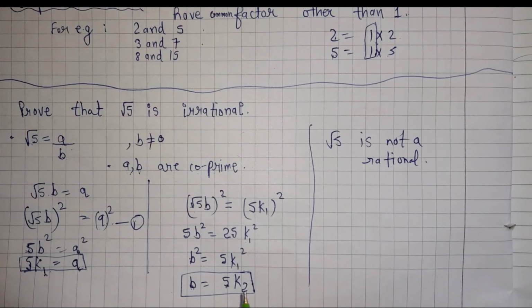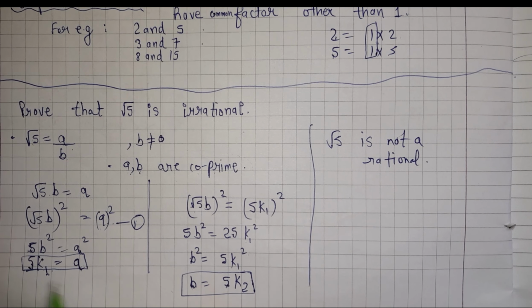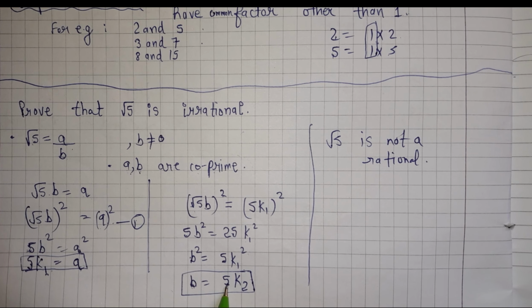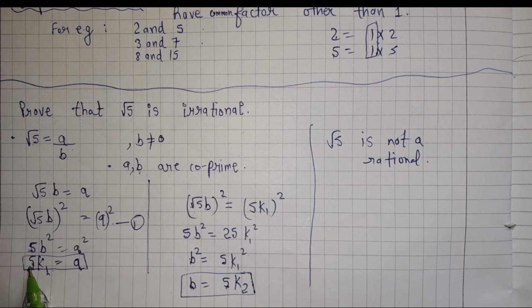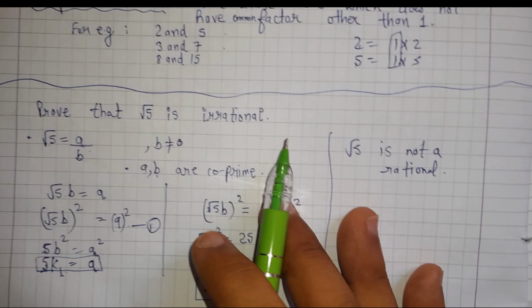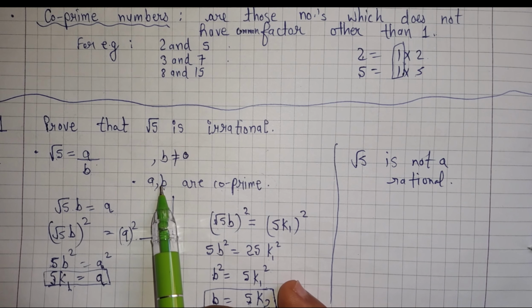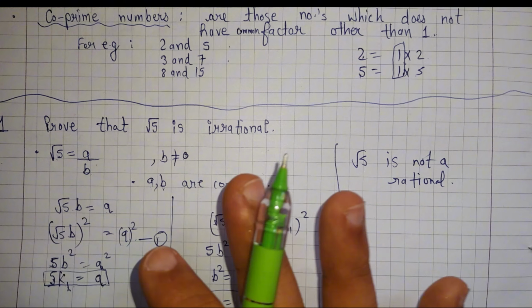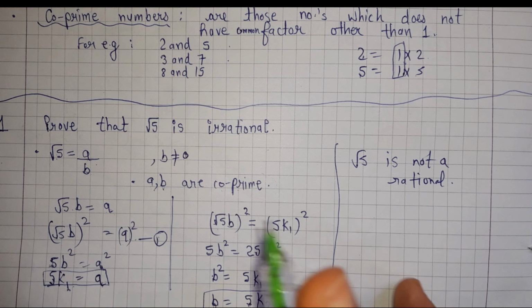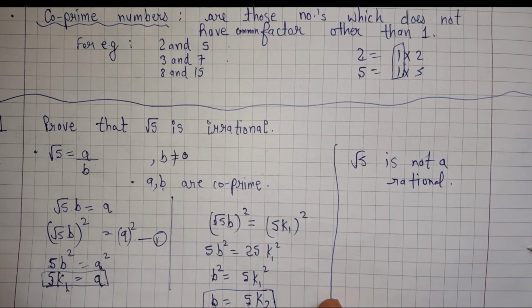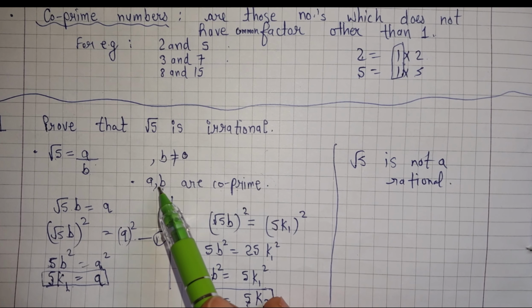So, this is what we will get at last, that is 5 is a common factor to both a and b. 5 divides a, 5 also divides b. But we assumed that a and b are co-primes, that is they don't have any common factor other than 1. But after solving, we get that 5 is common to both a and b.